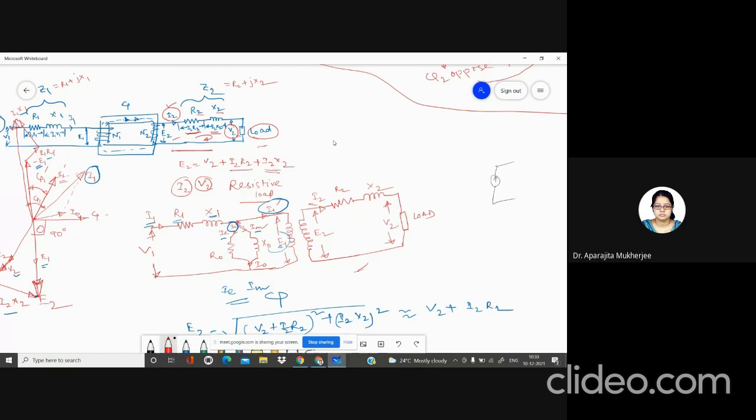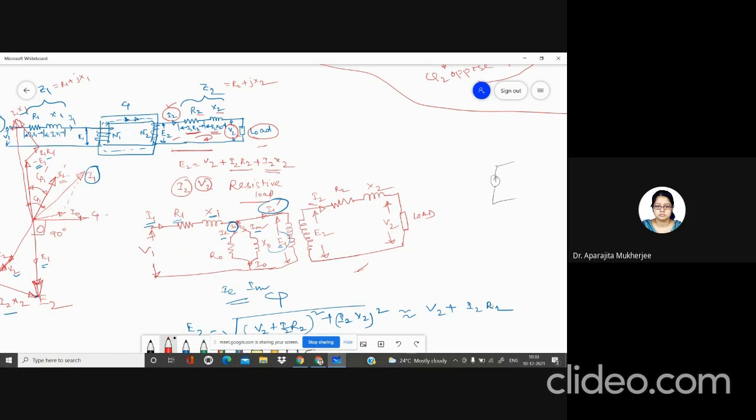One is for resistive load, another is for resistive-inductive load and capacitive load. I told you to check at home, and I hope all of you have checked, and it is clear from your side. Is it so? Yes, ma'am. Okay, thank you for the response.